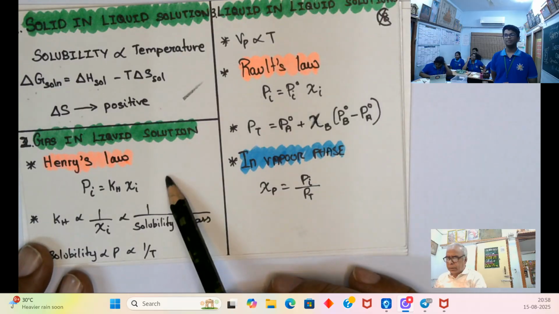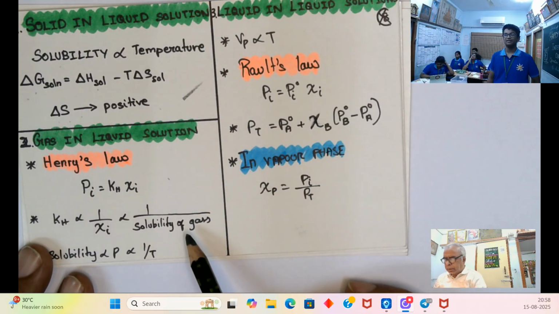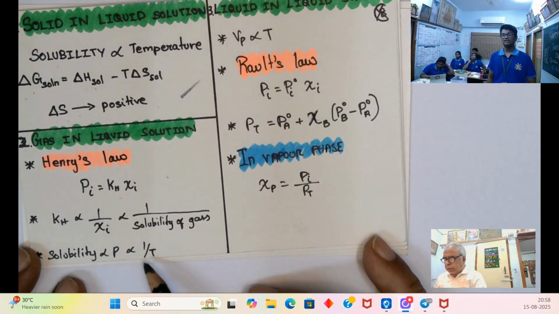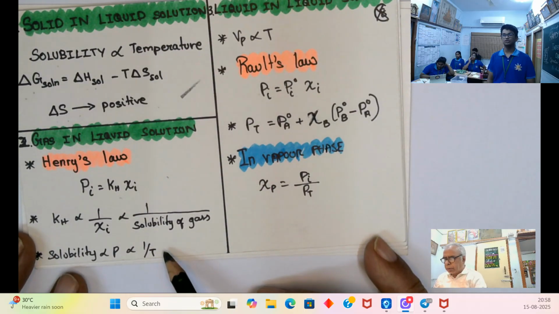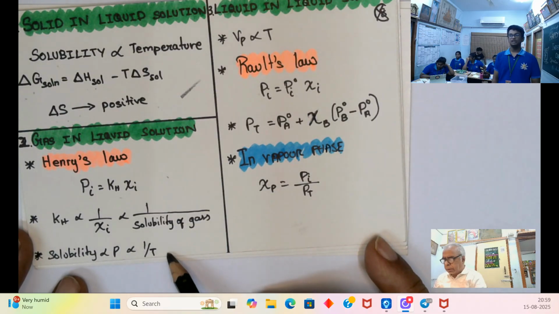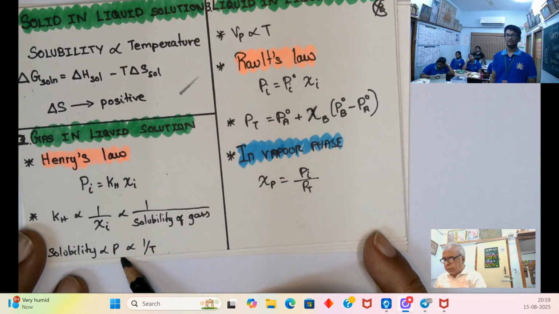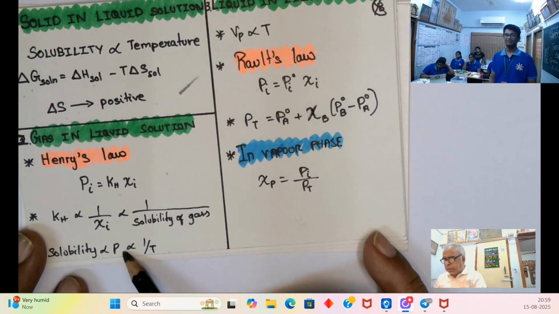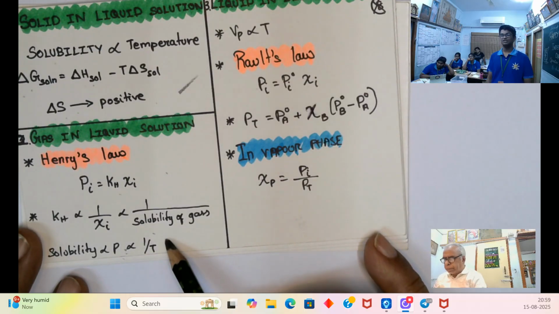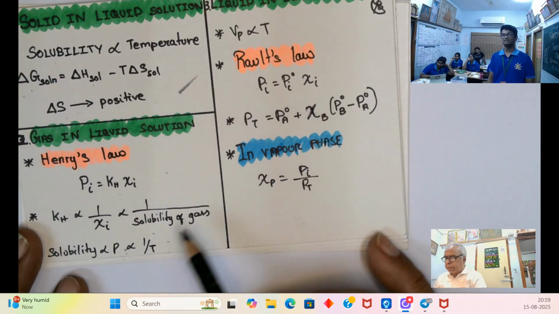And Henry's law: Pi is equal to Kh chi i. What is Kh? Henry's law constant. This Henry's law constant is inversely proportional to the mole fraction and also to the solubility of the gas. And the solubility is directly proportional to the partial pressure, and inversely proportional to the temperature.